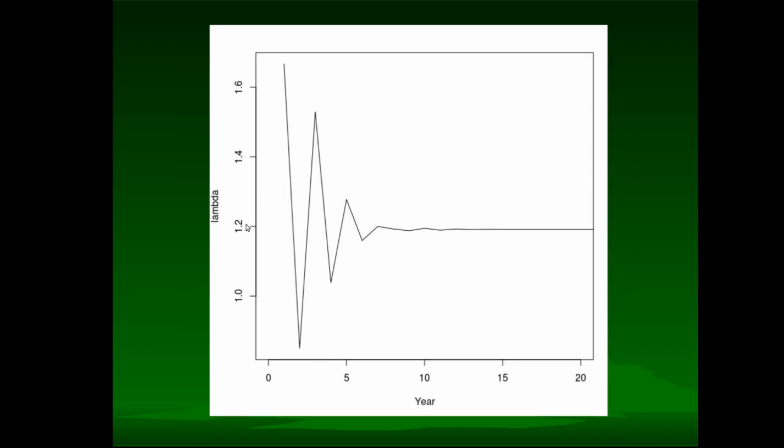And if we calculate lambda each year, we can see the lambda moves back and forth depending on how many non-reproductive and reproductive individuals there are in the population, and settles down into the final lambda value.